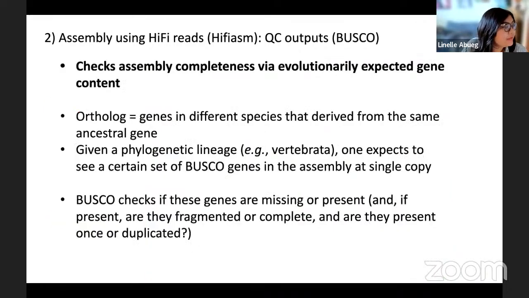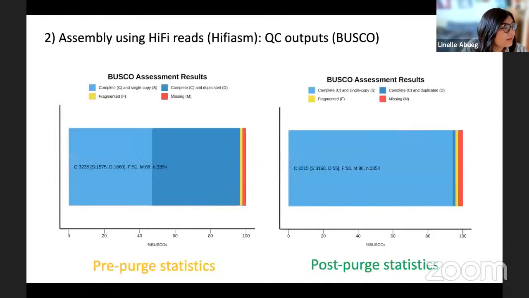And then another QC we report is BUSCO. It checks for assembly completeness by gene content, using evolutionarily expected genes that you predict will be there in just one copy. So, oops, wrong slide. Just to highlight what you'd see before and after purging for BUSCO. Before purging, on the primary assembly, almost half of the complete ones are duplicated. After purging, when you've removed the purged duplicates, you've gotten rid of all of these false duplications. They're now in the alternate where they should be. So this is really the type of QC check you'd want to see before and after purging.